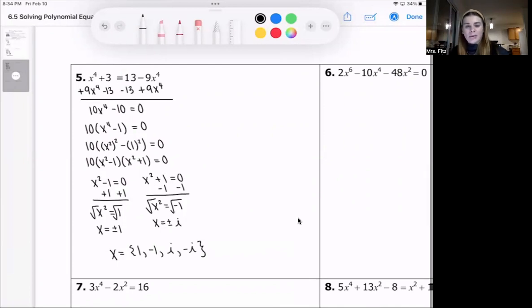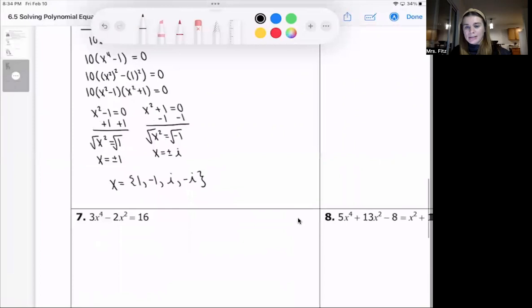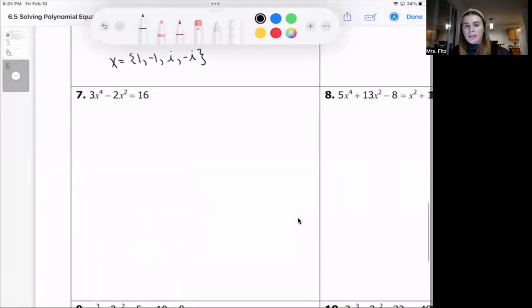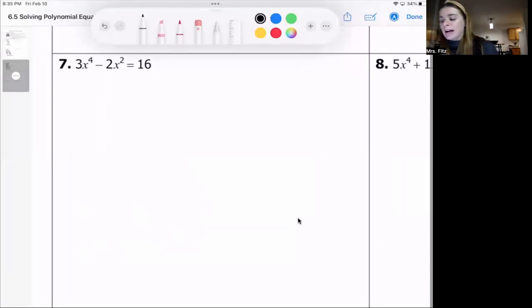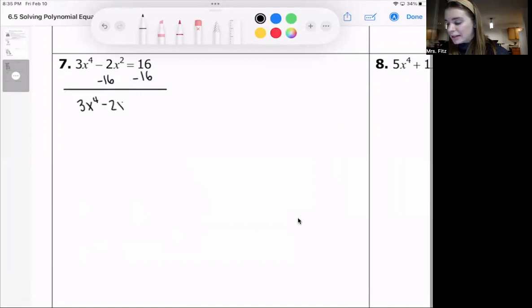All right, let's go ahead and jump into number 7. So number 7, once again, it's a problem where we do not have it set equal to 0 yet, so we have to subtract 16 from both sides first. We end up with 3x to the 4th minus 2x squared minus 16 is equal to 0.